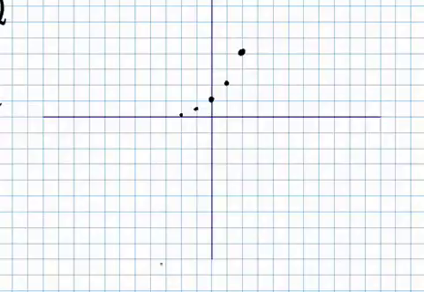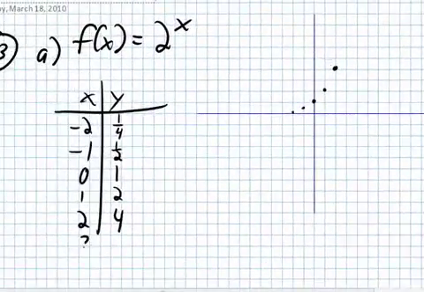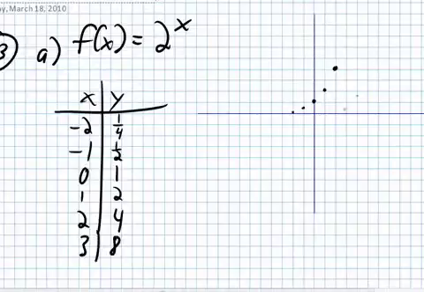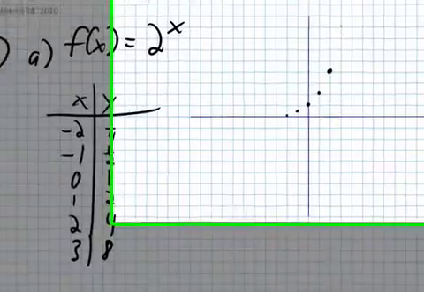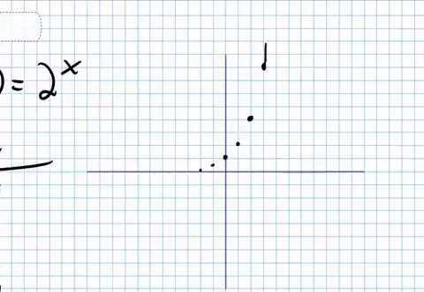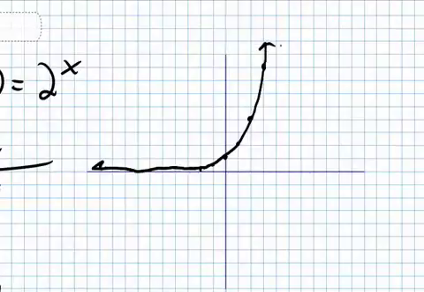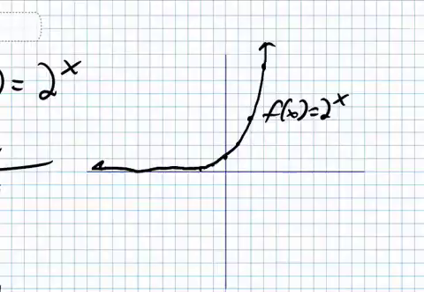Now, we don't need to graph too many more of these to see what's happening. Suppose I could put one more, 3, 8. And we have a function that looks like this. It never crosses the 0 or the x-axis. That is the function f of x is equal to 2 to the x.